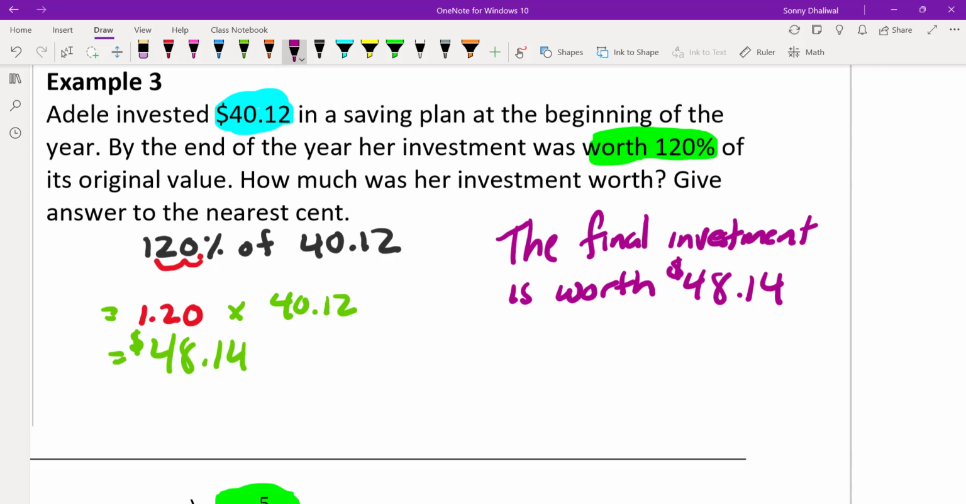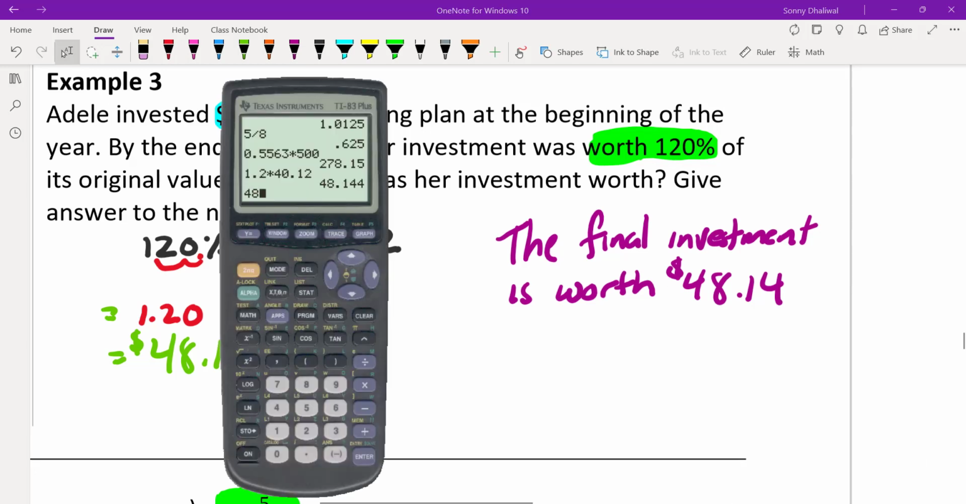Yeah, so this is how much money she has at the end. This is how much money she started with. Well, how much did she make? Well, the difference between $40.12 and $48.14. So if I asked you that question, right, you go, okay, this is her investment now, $48.14, and we go minus $40.12, where we started, she made $8.02. So these questions can be added on like that.